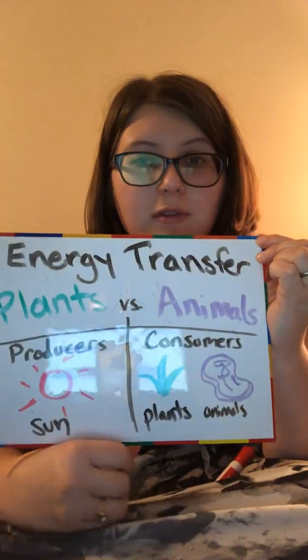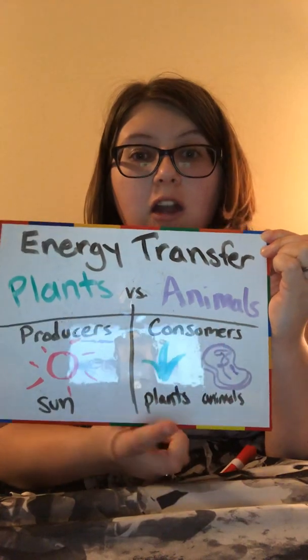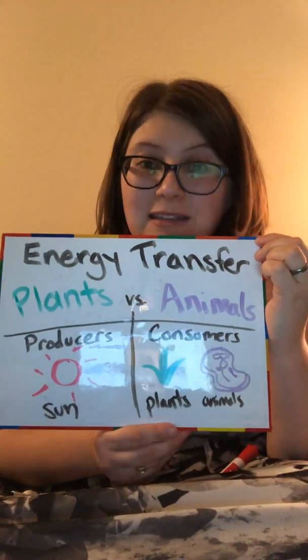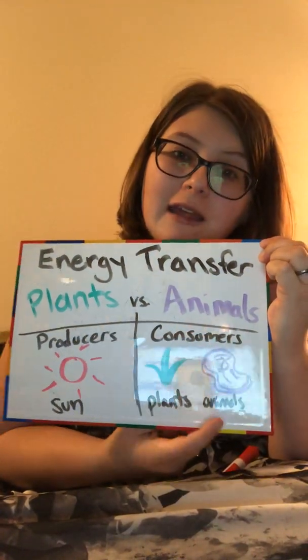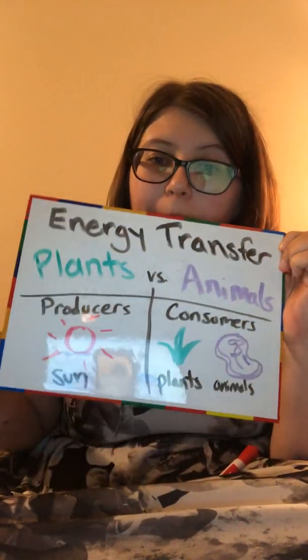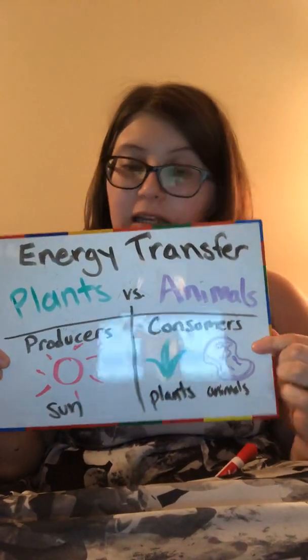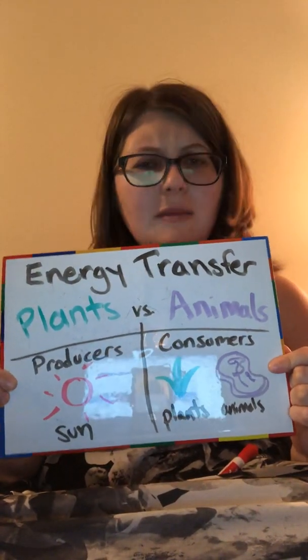Then there's animals, like cats, dogs, and humans. Those are consumers. They eat things, like plants and animals, to get their energy. So plants make their own from sunlight. Animals eat to get their energy. Let me give you an example.